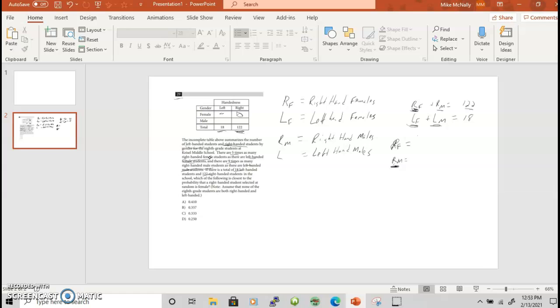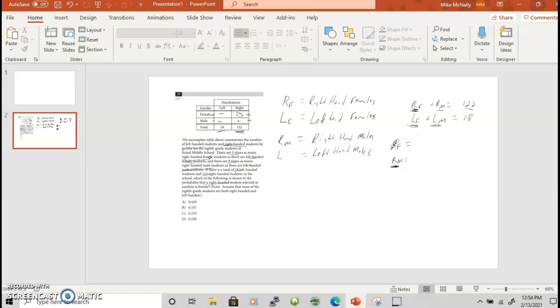And it says there are 9 times as many right-handed male students. So we know this is 9 times this. And then we also know that if we add up all the right-handed females and all the right-handed males, it adds up to 122. We add up all the left-handed females and the left-handed males, it adds up to 18. And we somehow have to pull all that out and figure out which of the following is the closest to the probability that a right-handed student selected at random is female.